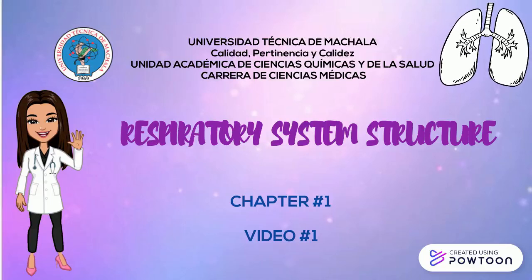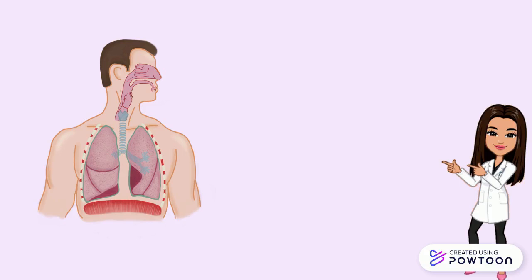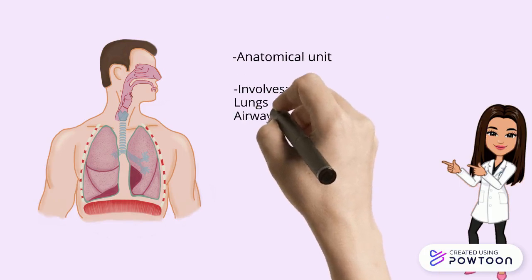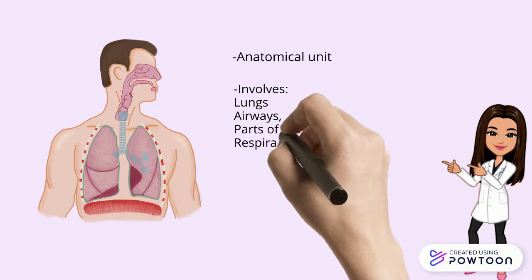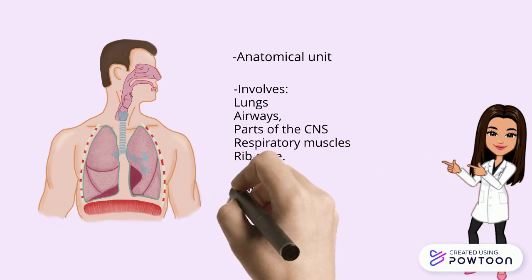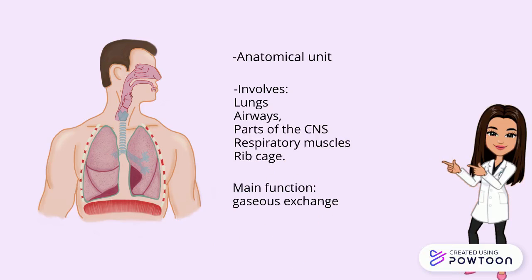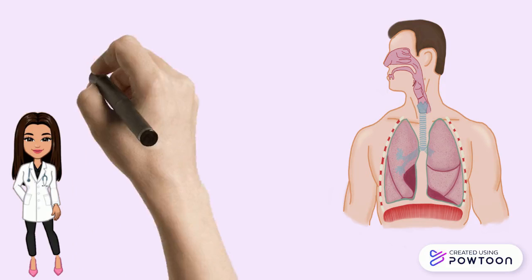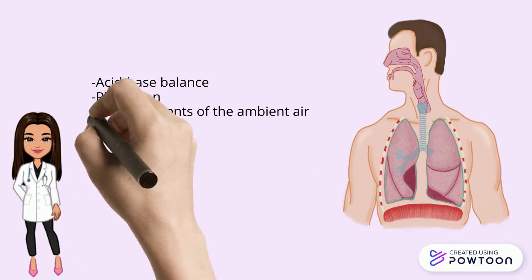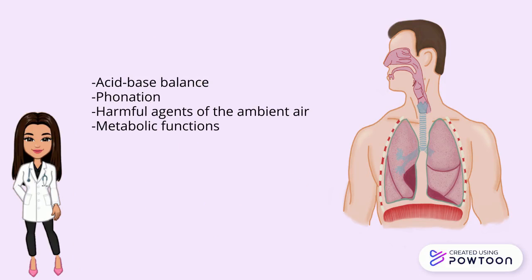Respiratory system structure. The respiratory system is an anatomical unit that involves the lungs, airways, part of the central nervous system, respiratory muscles, and the rib cage. Its main function is the gaseous exchange, although it also contributes to the maintenance of the acid-base balance, phonation, defense against harmful agents of the ambient air, and diverse metabolic functions.